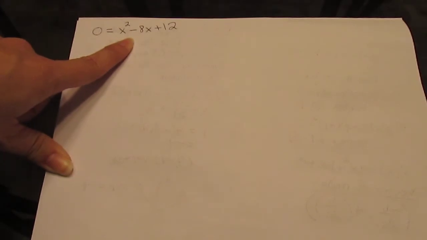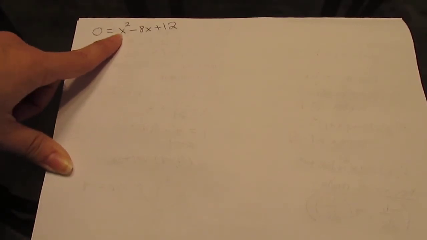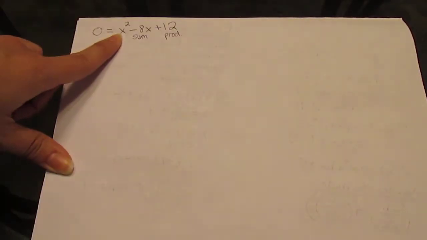Okay, well, this is kind of a review from the last section. We need to solve a quadratic equation. Can we factor it? Well, let's find out. In this one, we have a 1 in front, so that means our middle terms are sum, our last terms are product. What two numbers multiply and give me 12? When I add them, I get -8.